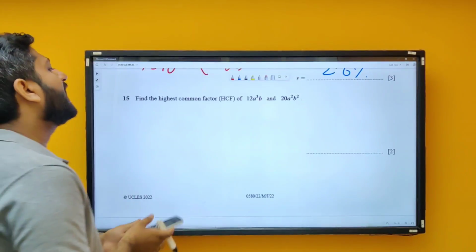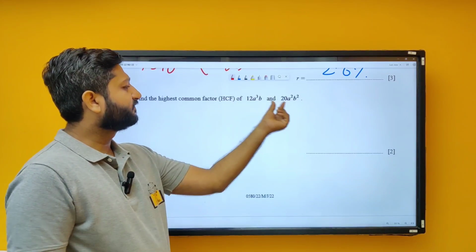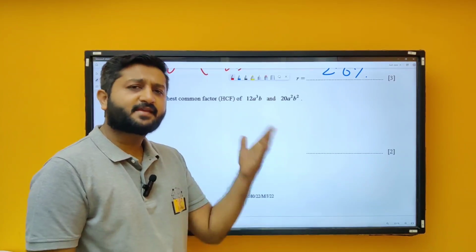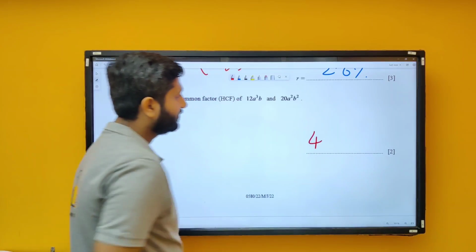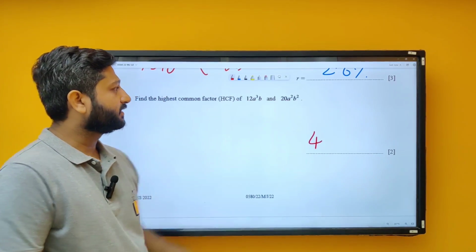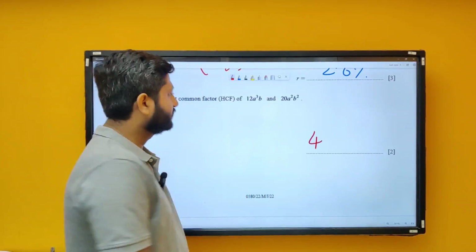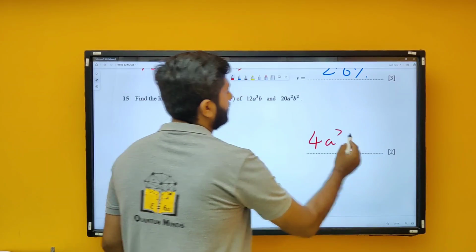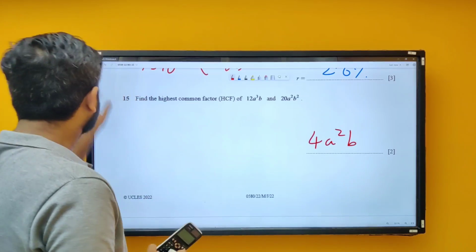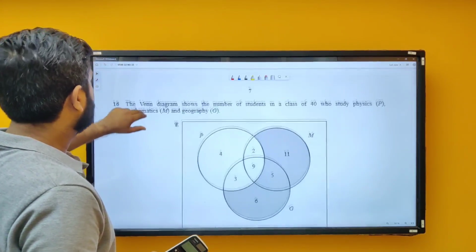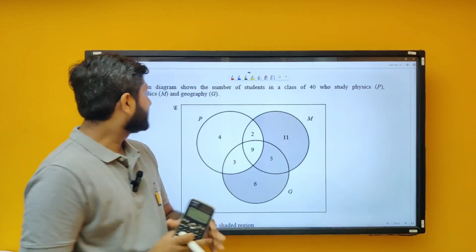Next, find the highest common factor. So I have to find the HCF. First I'll find the HCF of 12 and 20. Which is the highest common factor of 12 and 20? I think it is 4. 4 is the highest common factor. Now I have a cube and a square. The lowest power will be the highest common factor. So the lowest power is square, so a square. In the same way, the lowest power is b. So 4 a square b. This is my HCF.